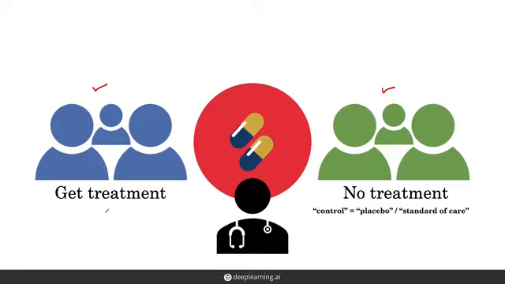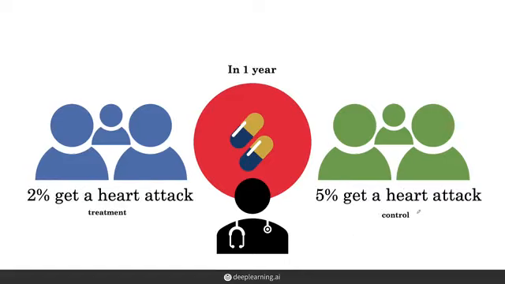Now, rather than not give any treatment to those patients at all, you might give them a placebo, which is a fake treatment that seems like a real treatment, or the standard of care, which is how those patients would be treated usually. So now you would follow these patients for a year and see what fraction of the patients in either group get a heart attack. Let's say after 1 year, you find that 2% get a heart attack in the treatment group, while 5% of the patients in the control group get a heart attack.